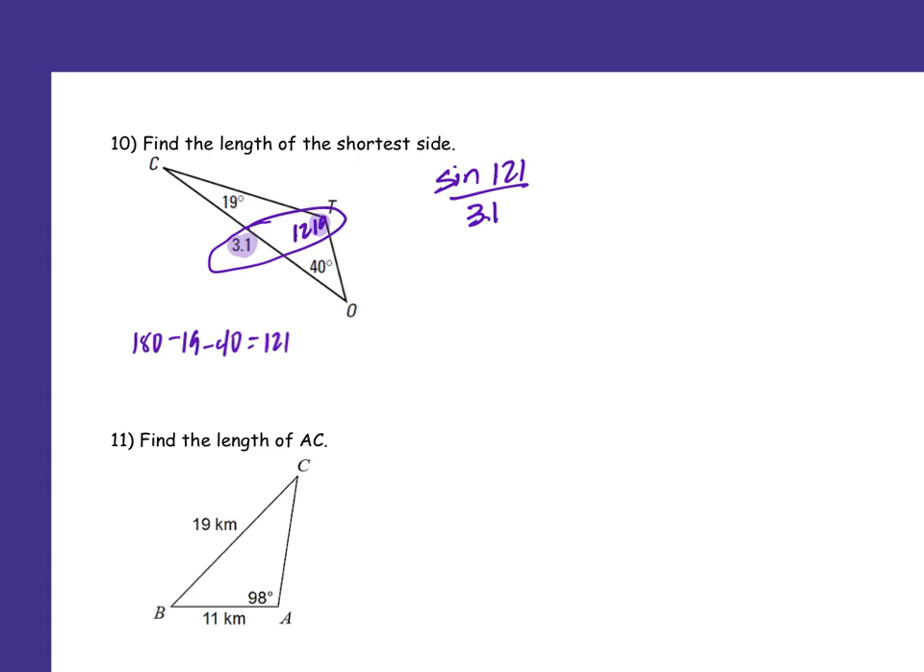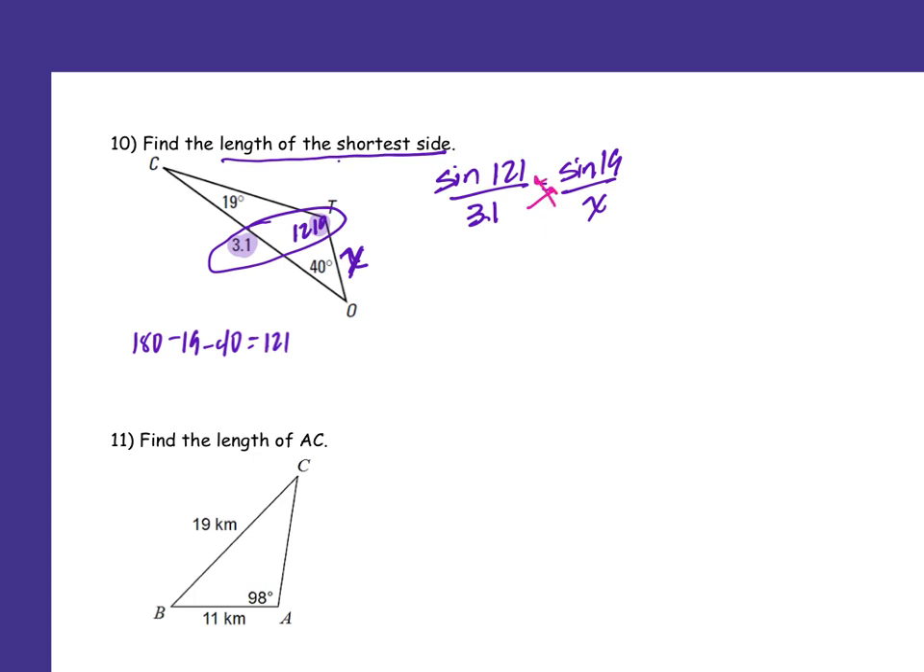Now the question is, which missing side am I going to find? It says the length of the shortest side. That side is opposite the smallest angle, which happens to be 19. So I'm looking for this side, and I'm going to use angle 19 in that one. So that means sine of 19 over x, and I need to solve for x. I don't have to solve the whole triangle in this one, thank goodness. I just need to find what they're asking for.